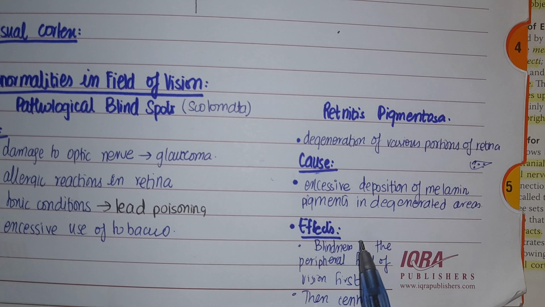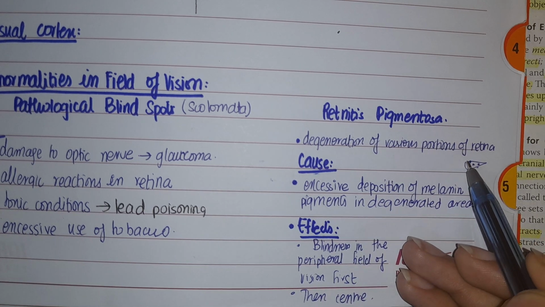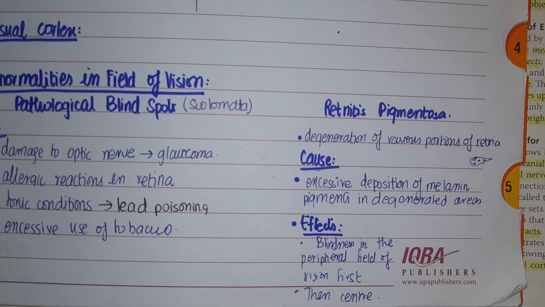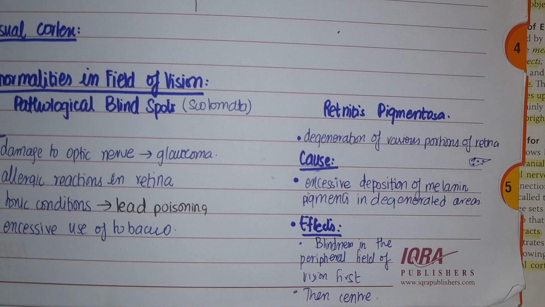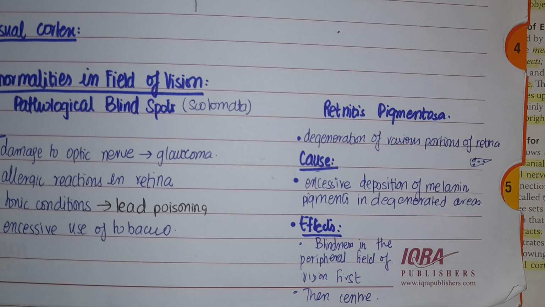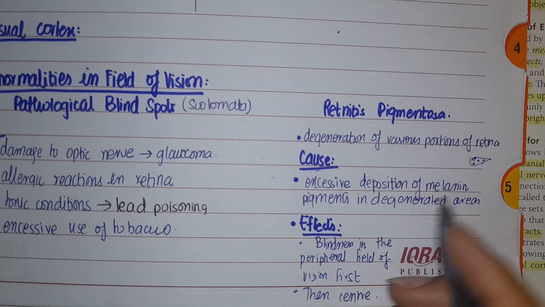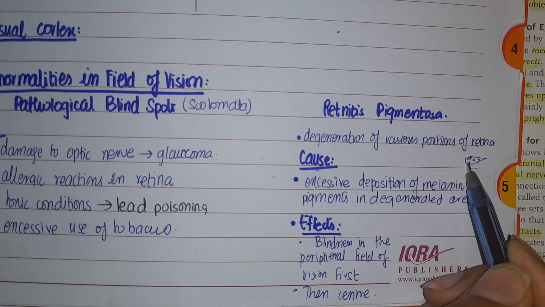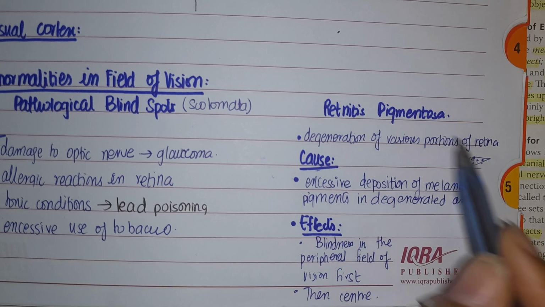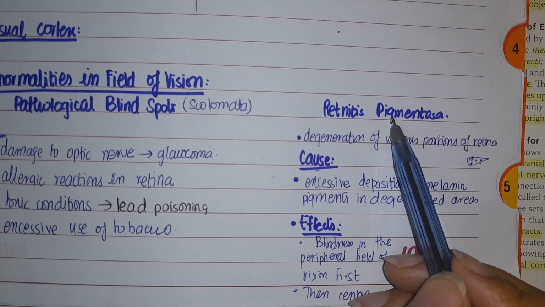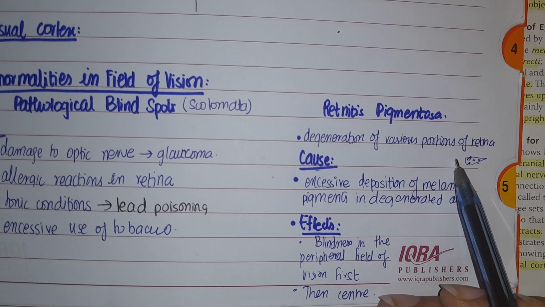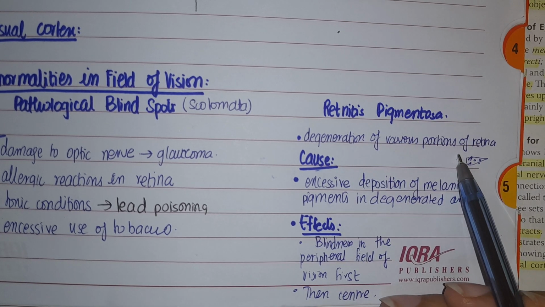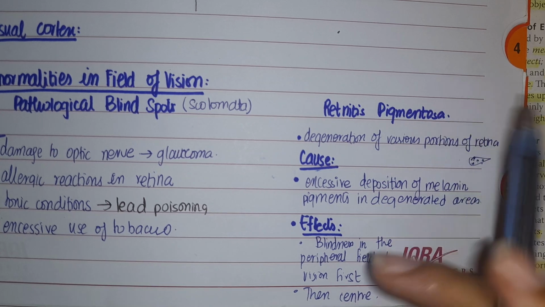What will be the effect of these? First of all, since they are present in your eye, they are going to cause blindness in the peripheral field of vision, because these spots are going to damage the retina. Firstly they damage the peripheral region, then they go towards the central region. So retinitis pigmentosa is generally degeneration of different portions of the retina that spreads from the peripheral to the central portion, and the degenerated portions of the retina are replaced by melanin pigment.